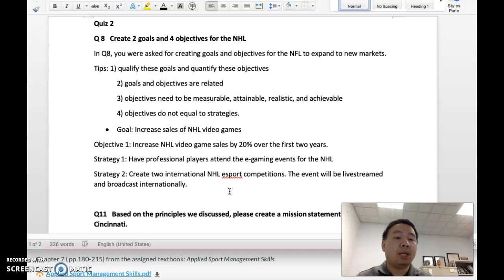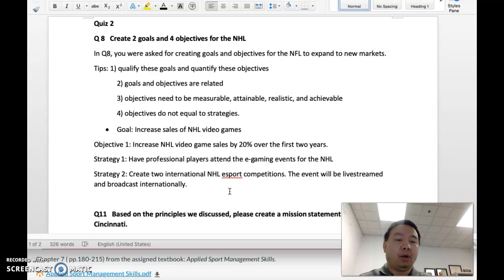So when you're creating a goal and objective, when you're writing your first assignment, which is to create a strategic plan for the Miami RedHawks, you have to make sure the goal you create is a statement, qualify the goal, and quantify the objective, right? Qualify the goal, quantify the objective. So make sure there's a difference between objectives and strategies, right?